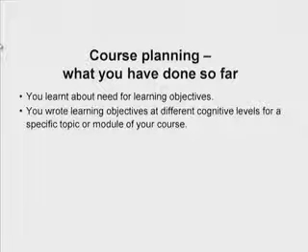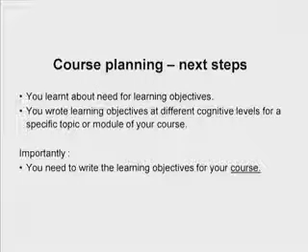So what you have done in terms of course planning so far is we started by discussing and looking at the need for learning objectives. Started with the mismatch between teacher and student and so on. Then you wrote learning objectives for a topic in your course, and today in fact you wrote learning objectives at various cognitive levels for a specific topic or unit in your course. The next steps of course planning is that you need to think about the learning objectives for the entire course or at the course level.